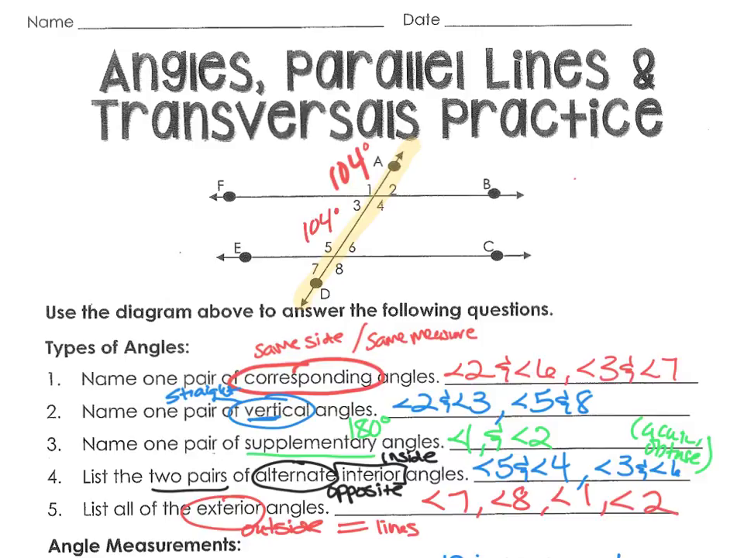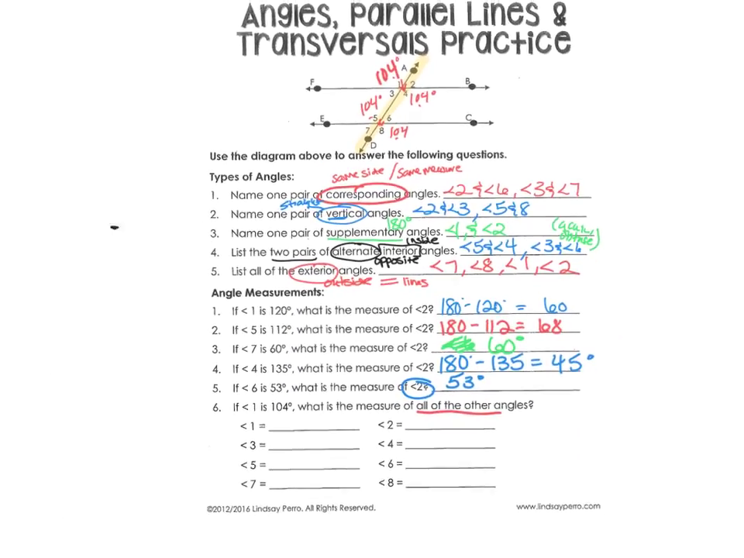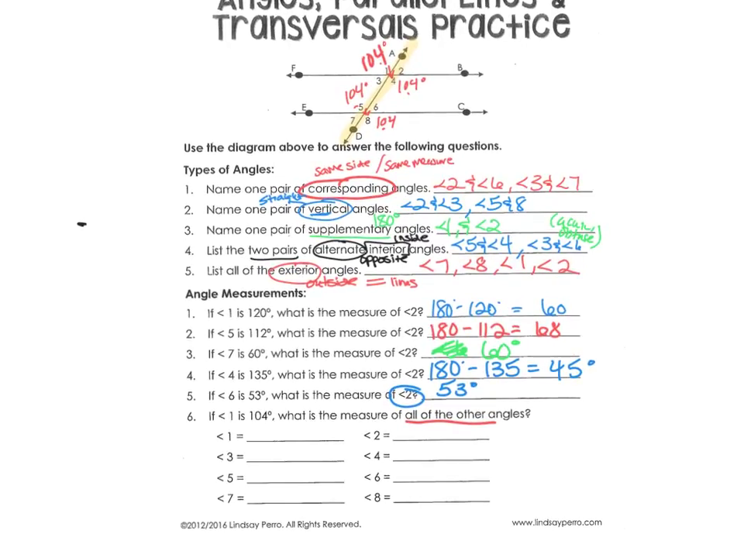And then remember, if you have angles vertical from each other, angle 4 would be 104. Same thing with angle 8, 104. They're also alternate exterior and alternate interior. So just from that, I already know that angle 1 was 104, angle 4 was 104, angle 5 is 104, and angle 8 is 104.